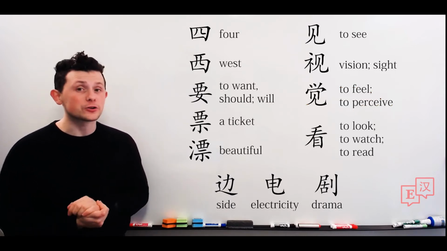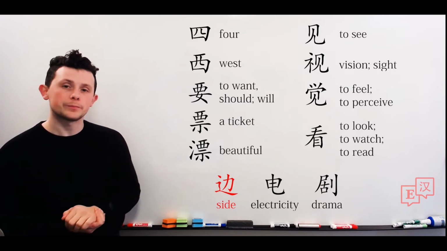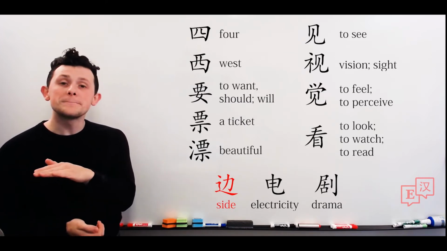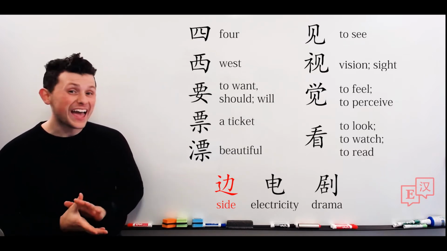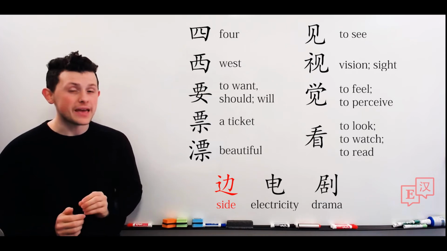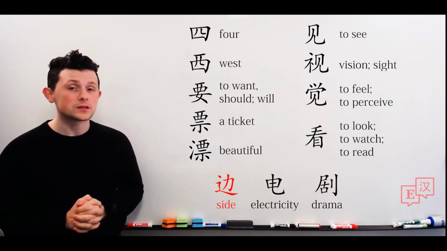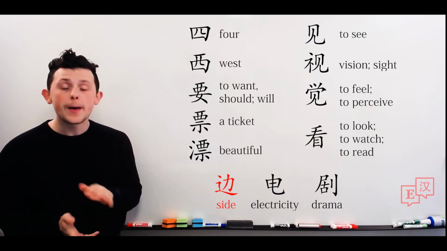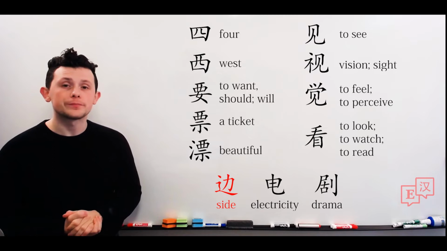Now, our next 4 characters are fundamental. We first have bian. Bian. This character means side or edge. Similar to mian, however, they have different uses, and we'll talk about that in a later class. One last time. Bian, side or edge.